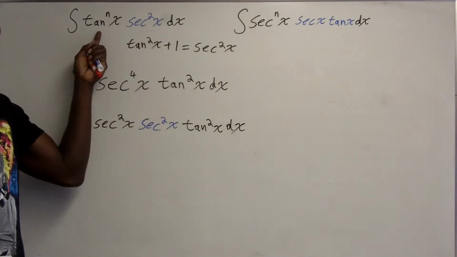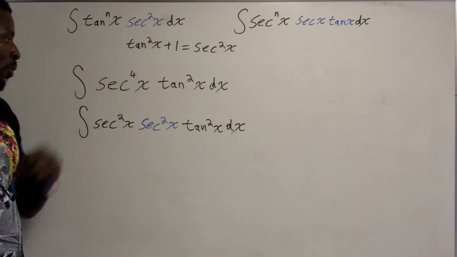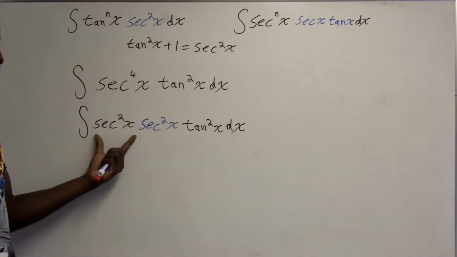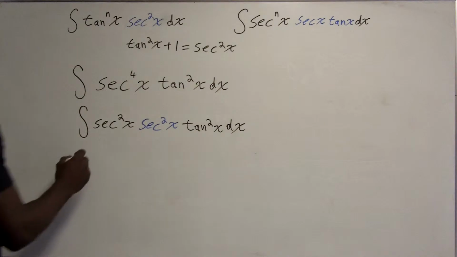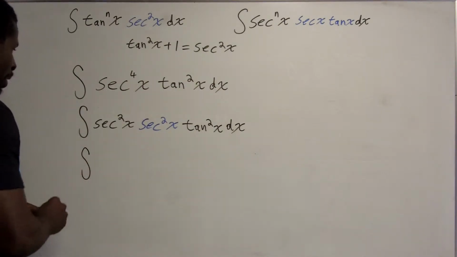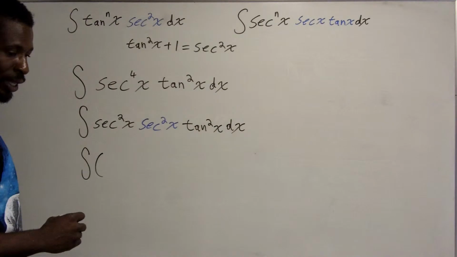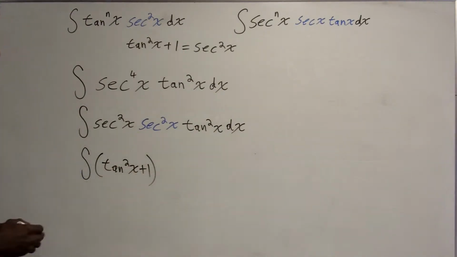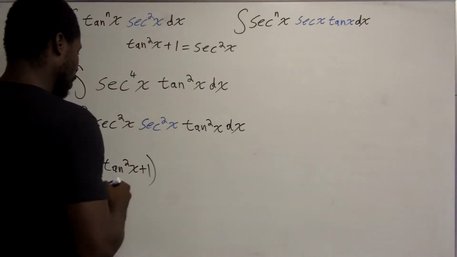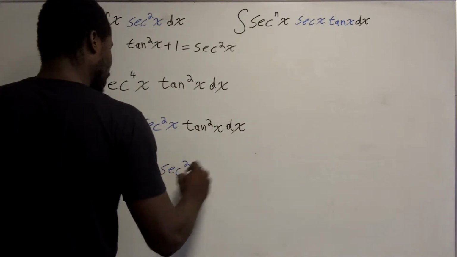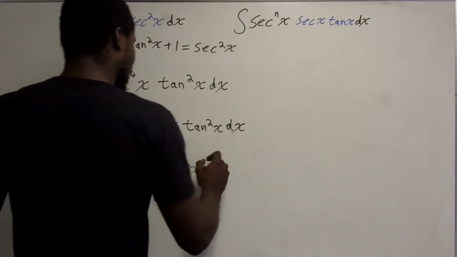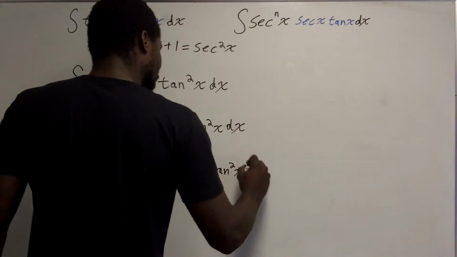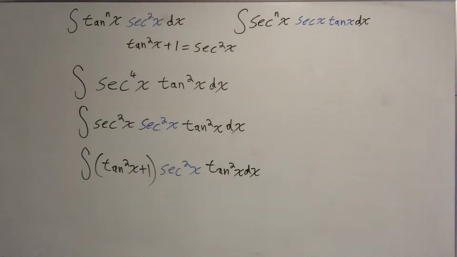Everything else is going to have to be written in terms of powers of tangent. So this is already a power of tangent. This one needs to be converted into tangents. So this is going to be the integral, and instead of secant squared, I'm going to write the tangent squared of x plus 1. That's the Pythagorean identity. Times the secant squared of x, tangent squared of x, dx. So now I'm going to distribute all of this, and I'm going to get two integrals.